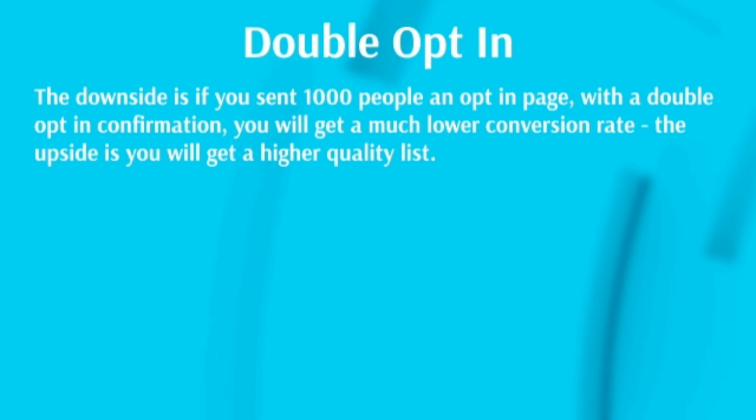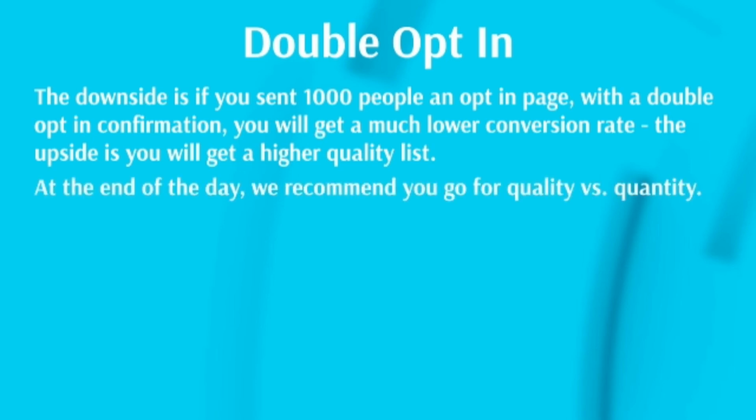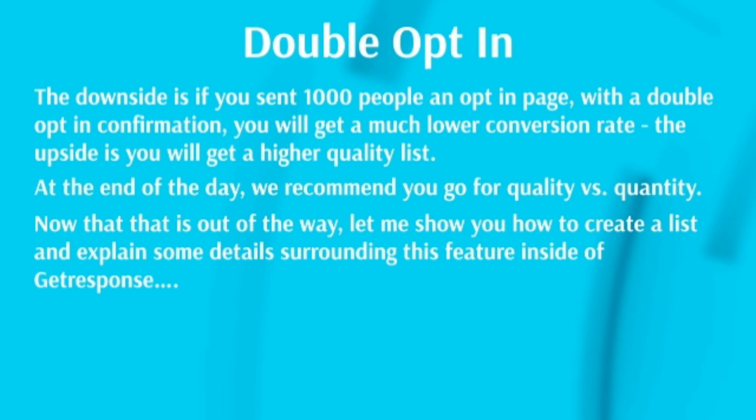a higher click-through rate. So like I said earlier, the downside is if you send 1,000 people to an opt-in list, that's going to be a much lower conversion rate. But at the end of the day, we recommend that you go for quality versus quantity. So now that that is out of the way and we've talked about the fundamentals and some advanced strategies, let me show you how to create a list within GetResponse and explain some details surrounding this feature inside of GetResponse.